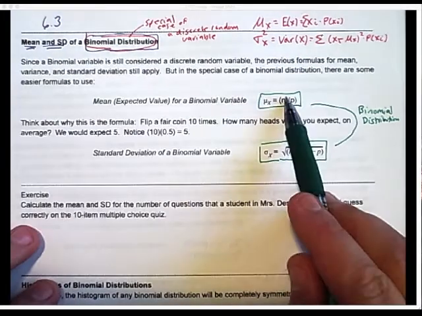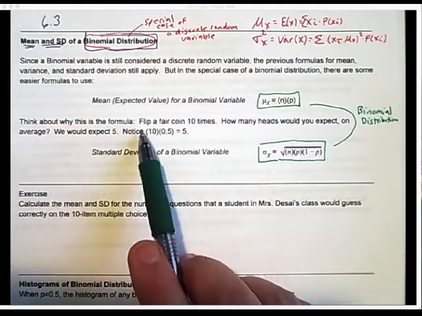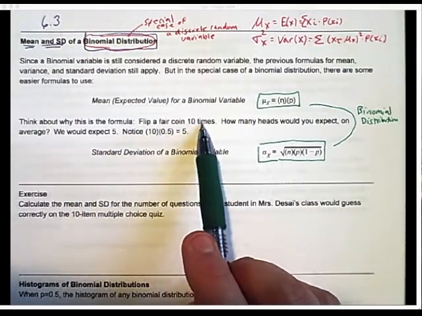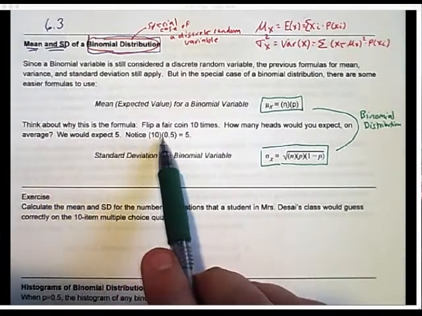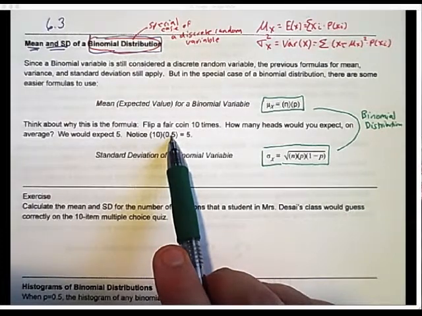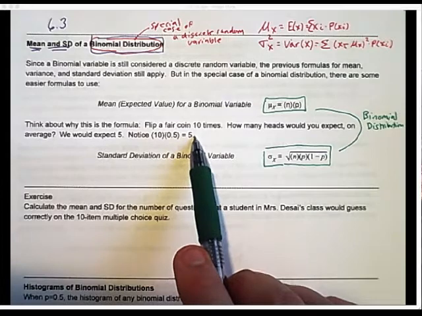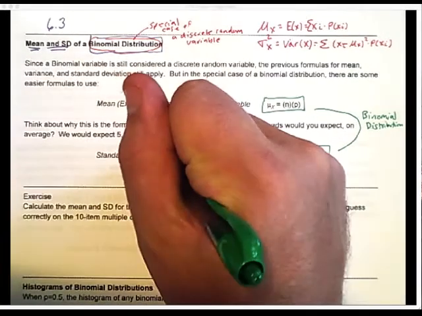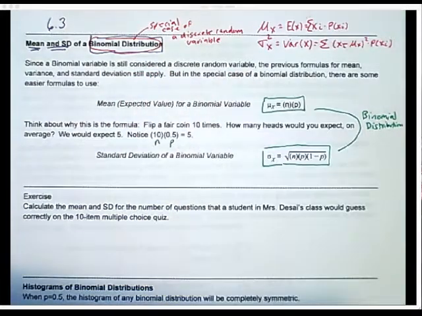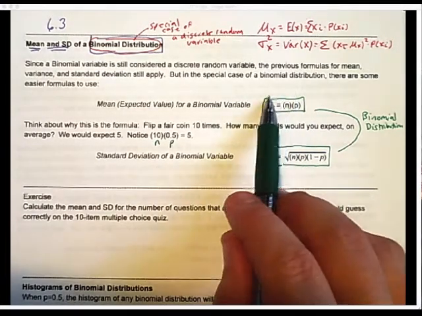As an example, think about why this is the formula for the mean. If we flip a fair coin 10 times, how many heads would you expect on average? Since the probability of getting heads is 0.5 and we're flipping a coin 10 times, we would expect the mean number of heads to be 5. So there's the n, there's the p, and when we multiply those, we get 5. So this formula makes sense intuitively.